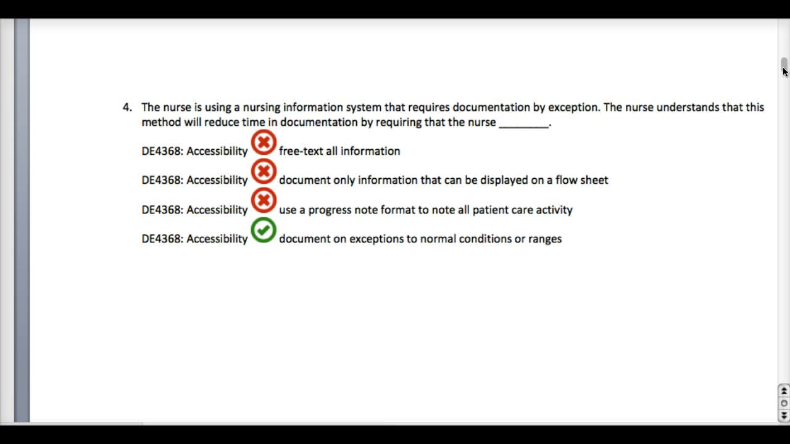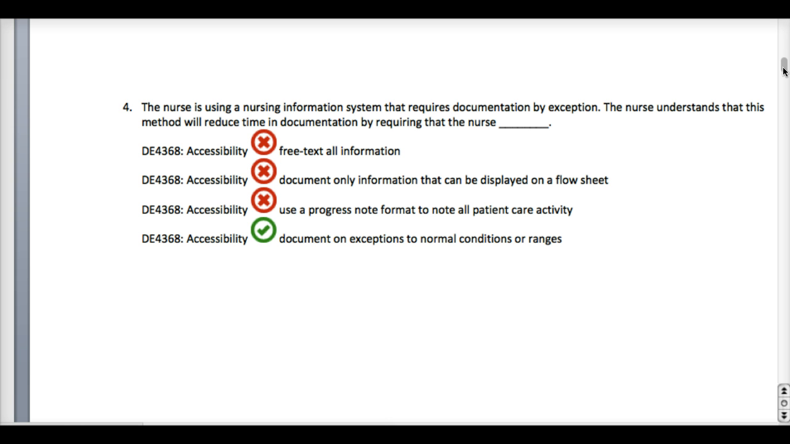Document only information that can be displayed on a flow sheet. Well, that might be an answer. We do use a lot of flow sheets in healthcare, so let's keep that one and move on. Use a progress note. Again, this is going to be free texting, and that certainly is not going to reduce time.